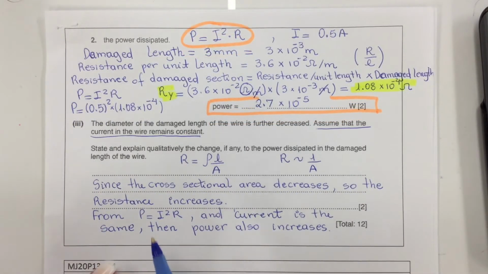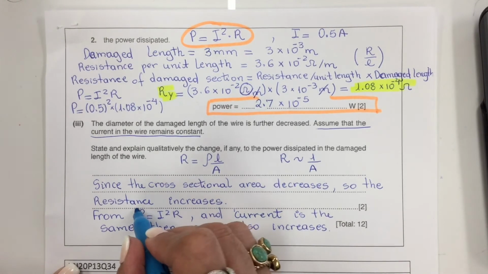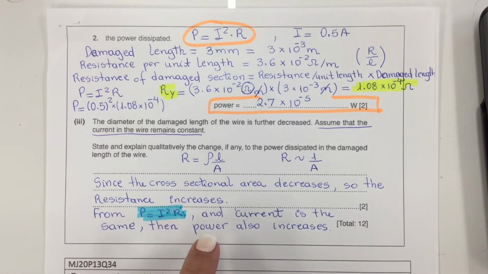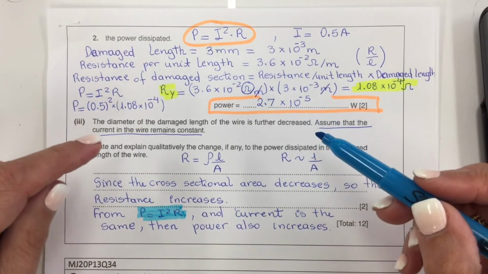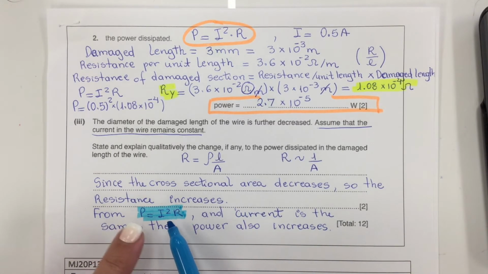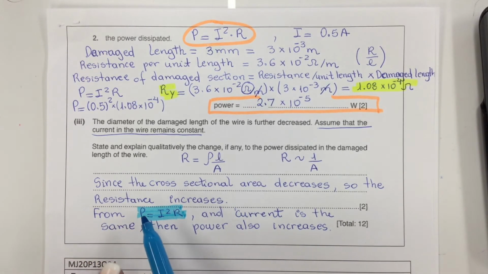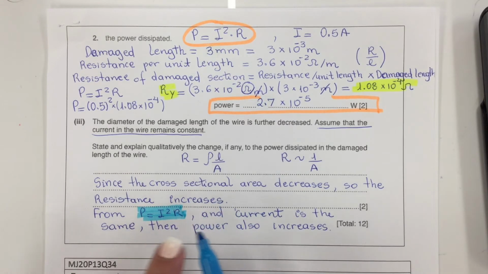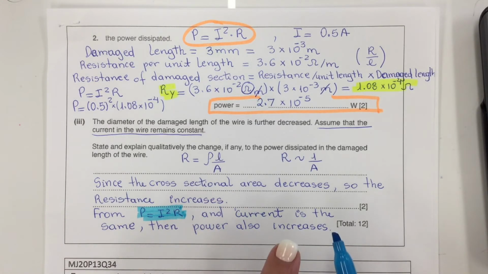Now I'm going to bring another equation into this picture: power is the current squared times R. The problem states that the current remains the same, so the current is the same. So in this formula, power will depend only on the resistance. Since the resistance increases, power also increases.